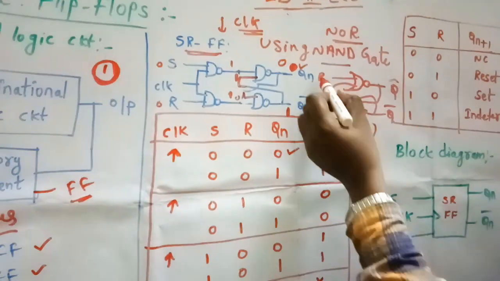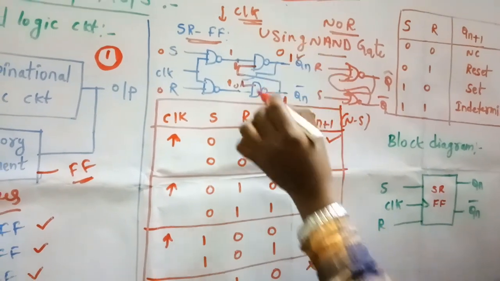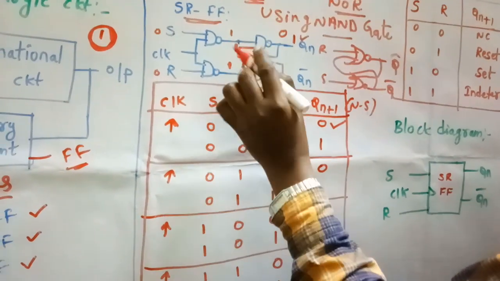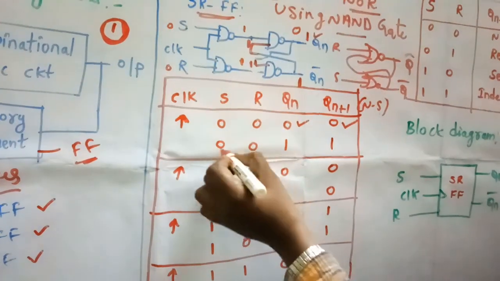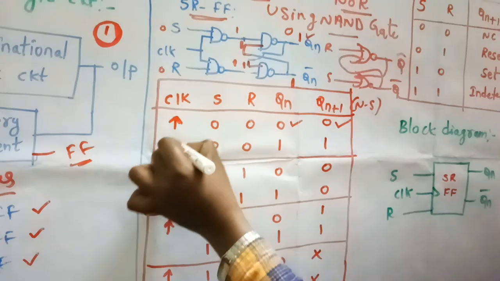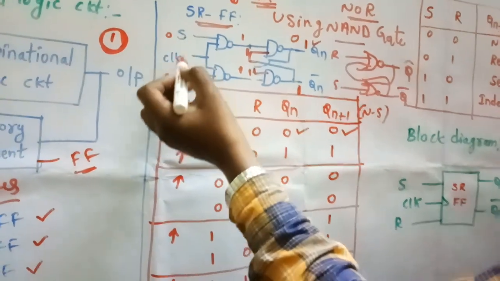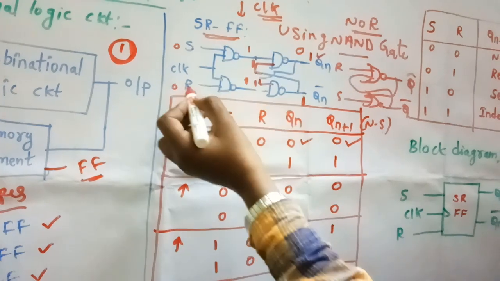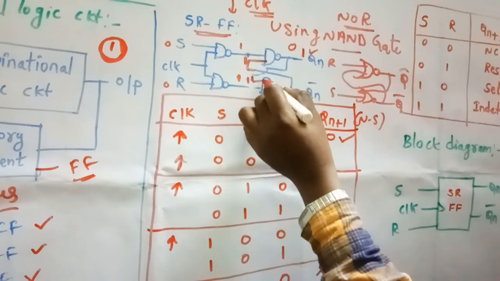Let us consider Qn is equal to 1. Then Qn comes here, and there is a 1 here. So already S is 0, R is 0, the same combination. Again here also the same positive clock, 0, 0 we are applying. Again 0 bar means 1, again 0 bar means 1. Here already 1, prior state 1 we are taking. That's why 1 comes here.